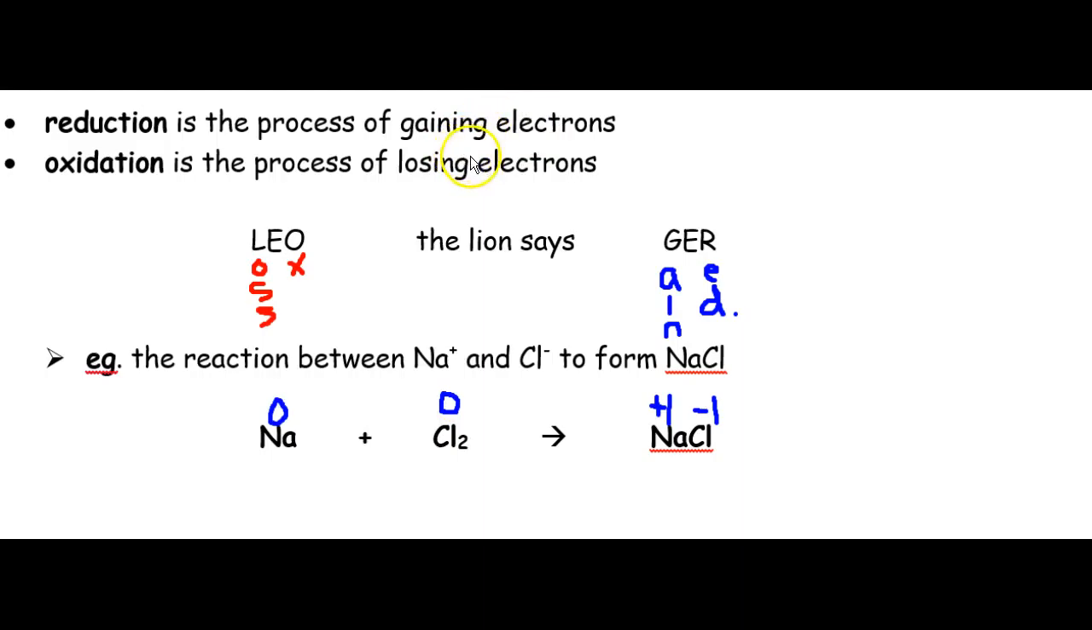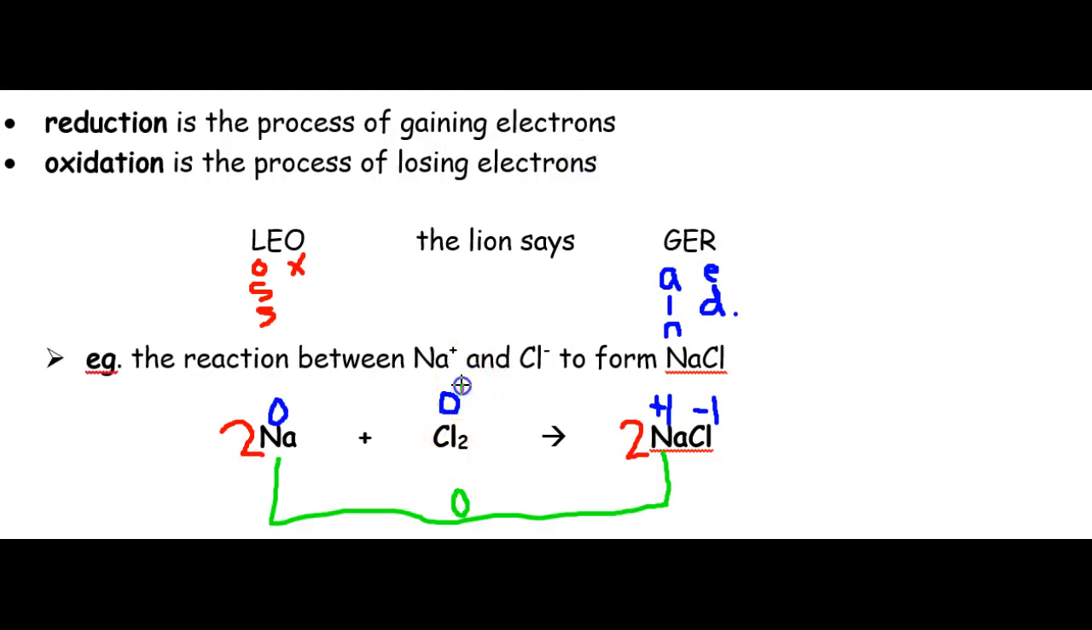So let's go ahead and balance that. I need to have 2 sodiums for every chlorine, in this case, for every chlorine molecule. So when I look at this overall, I can see that my sodium charge has gone up, and that's because it had to lose an electron. And so losing an electron is oxidation. So I would say that my sodium is being oxidized as opposed to my chlorine.